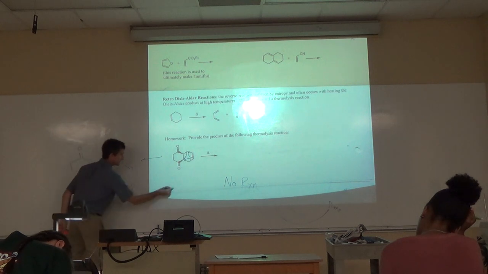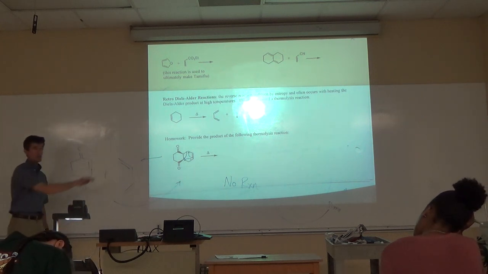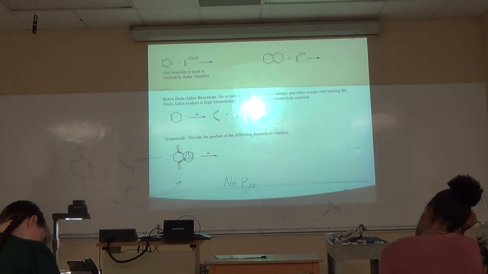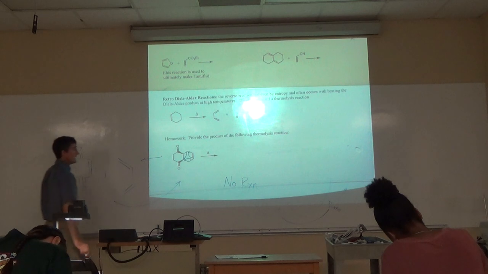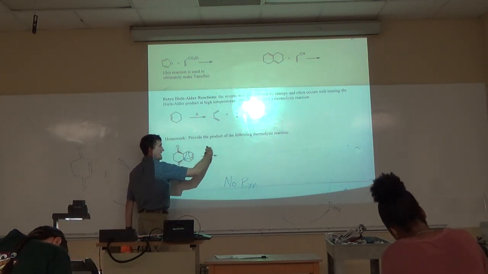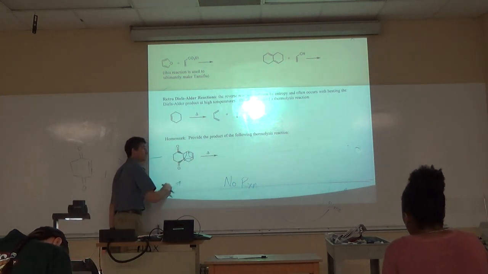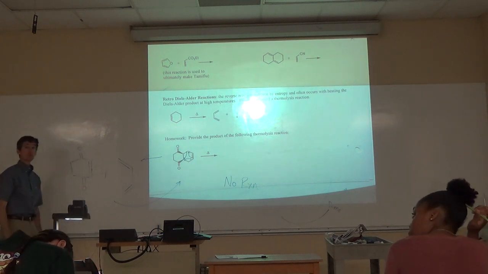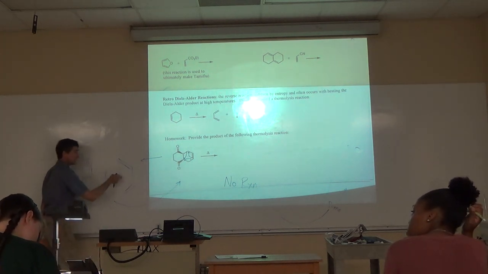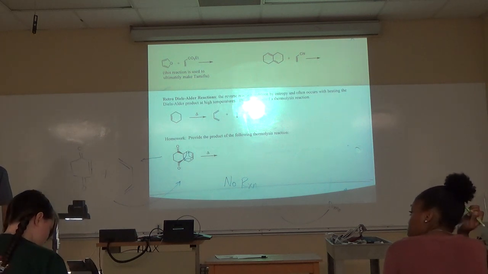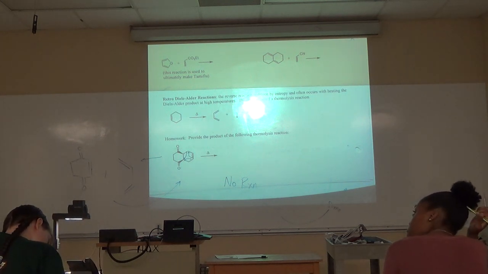Because these would come this way. That would be a Diels-Alder. The way we went was called a retro-Diels-Alder. And that is very possible. With very high heat, these things will kind of do a retro-Diels-Alder when possible. Why? Because one molecule is going to two. And high heat promotes that.